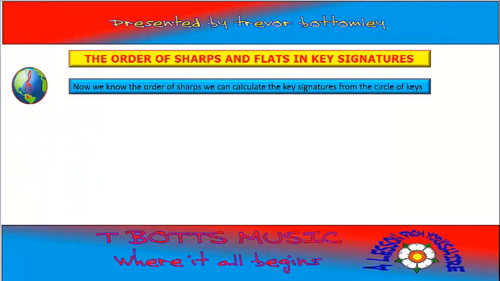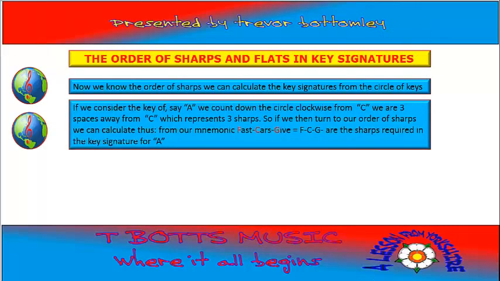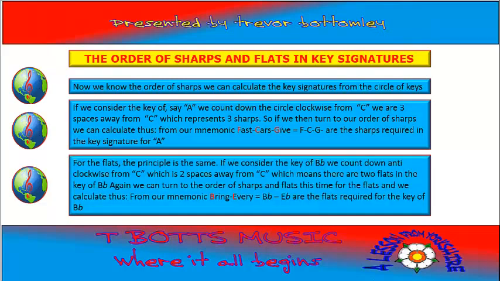Now we know the order of sharps, we can calculate the key signatures from the circle of keys. If we consider the key of, say, A, we count down the circle clockwise from C. We are 3 spaces away from C, which represents 3 sharps. So if we then turn to our order of sharps, we'll calculate this from our mnemonic: fast cars give, representing F, C and G, are the sharps required in the key signature for A.